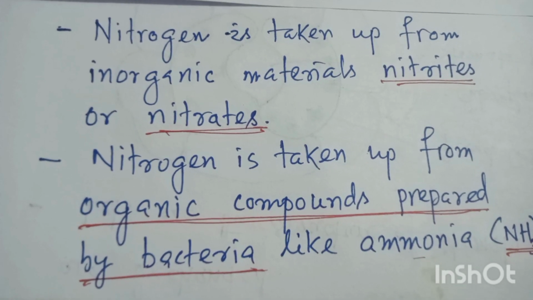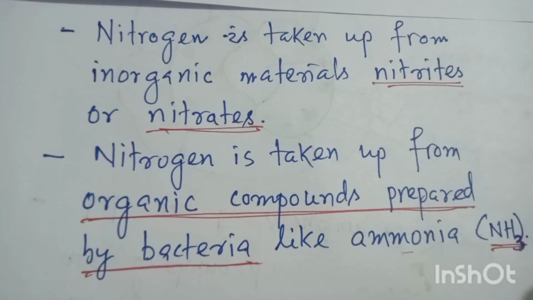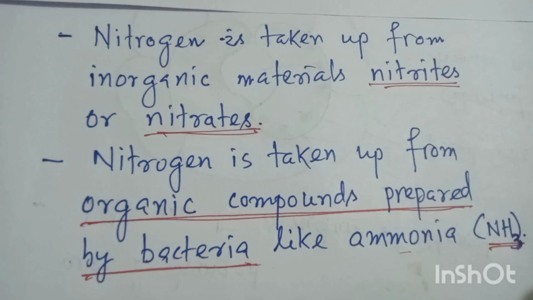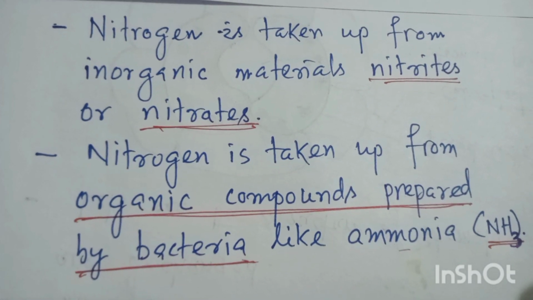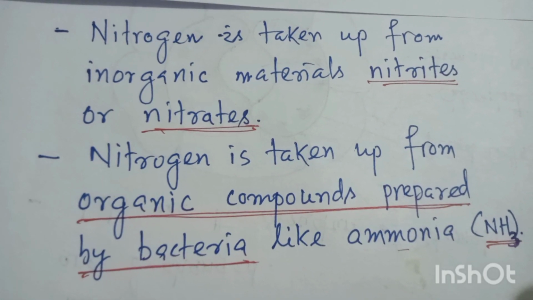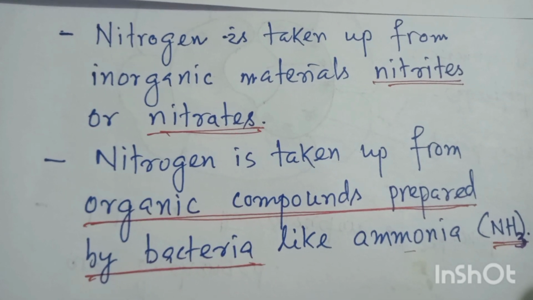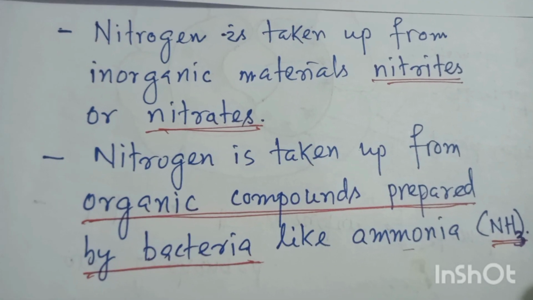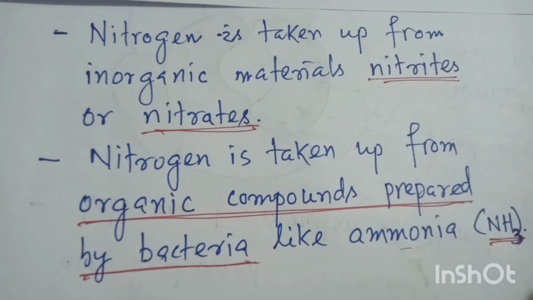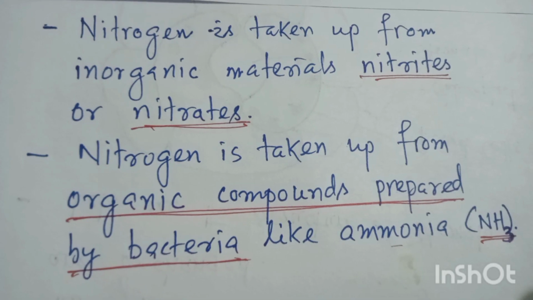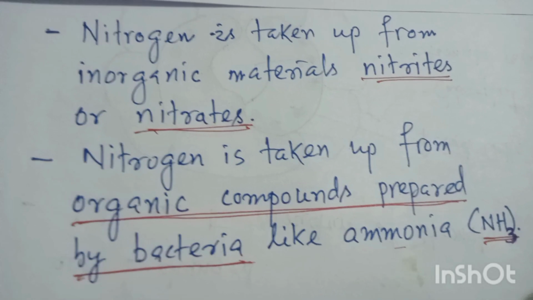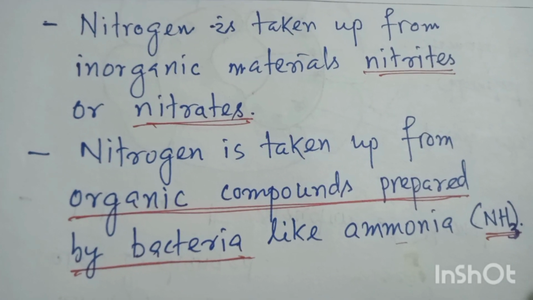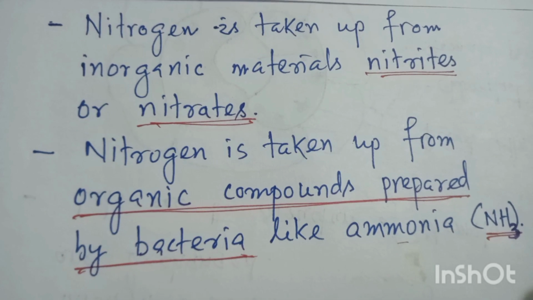Nitrogen is taken from the organic compounds prepared by bacteria like ammonia. So nitrogen can be taken up by the plants either in the form of inorganic material or organic material. If it is inorganic material, usually the fertilizers provided to the plants include various nitrates and nitrites, and the nitrogen is also taken up from the organic compounds prepared by the bacteria.